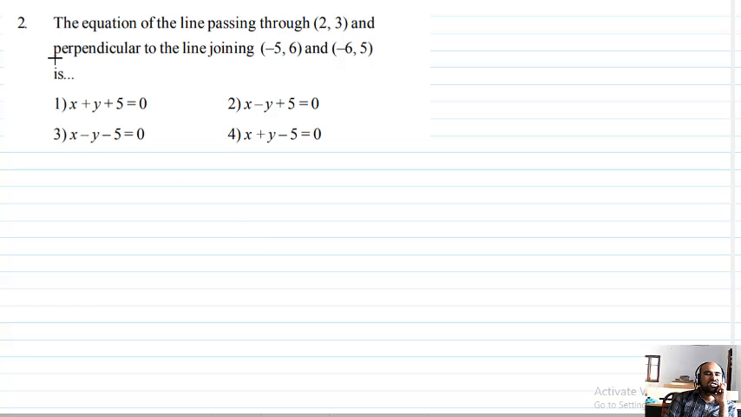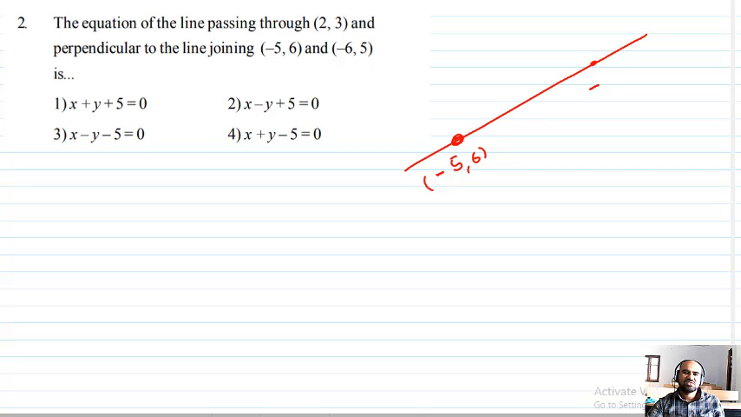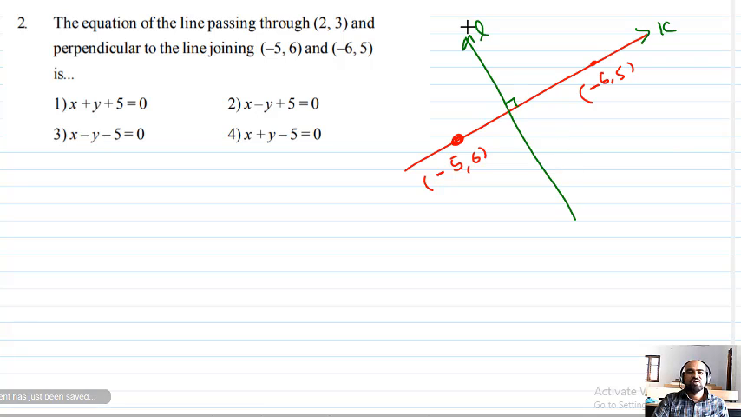Second question. The equation of a line passing through 2 comma 3 and perpendicular to the line joining these 2 points. This is also an interesting problem, students, listen. So this is a line which is passing through minus 5 comma 6 and minus 6 comma 5. What is the required line? The required line is this. L is the required line, K is the given line. We want to find equation of L now, which is passing through 2 comma 3 and L is perpendicular to K. We want to find equation of L, we need its slope.